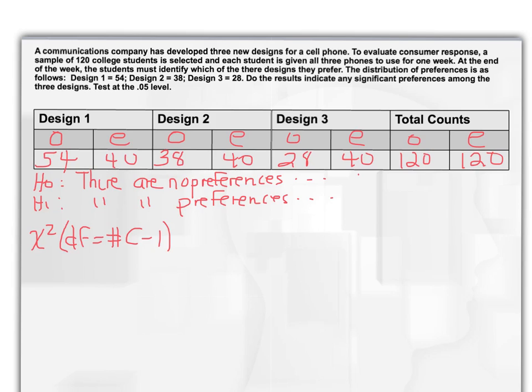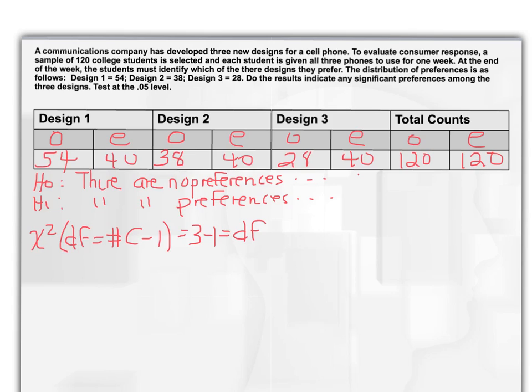In this case, we have 3 categories of cell phone design. We could have 5 categories of cell phone design. We could have 10 categories of cell phone design. We have 3 in this problem. Minus 1 gives us 2 degrees of freedom for this type of problem. If we had 4 different types of menu offerings, we would have 3 degrees of freedom. If we had 5 different categories of movies, we would have 4 degrees of freedom.